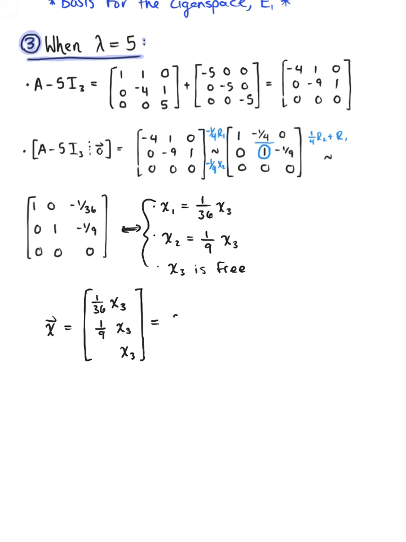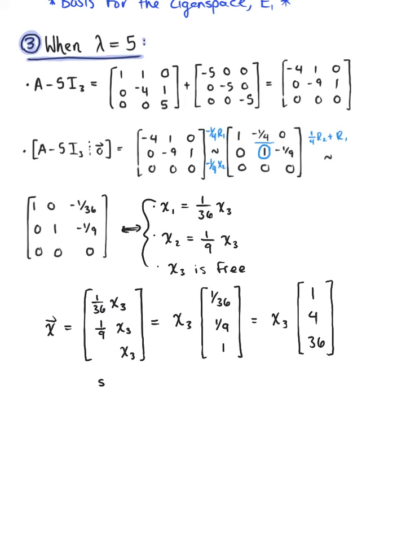And we can factor that scalar multiple x sub 3 out to the front. So we have x sub 3 multiplied by the vector with components 1/36, 1/9, 1. And there's nothing wrong with this vector, but it has fractions. So in order to remove the fractions, we multiply each component by the least common denominator, 36, which leaves us with the vector 1, 4, 36. And this is such that x sub 3 is free.